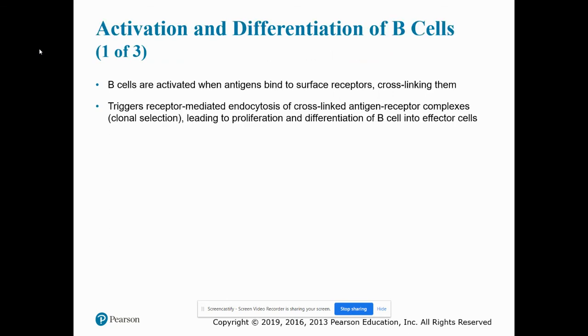B cells are activated when antigens bind to surface receptors, cross-linking them, and this triggers receptor-mediated endocytosis of the antigen receptor complexes, don't worry about that part, which is going to lead to the proliferation and differentiation of B cells into effector cells.